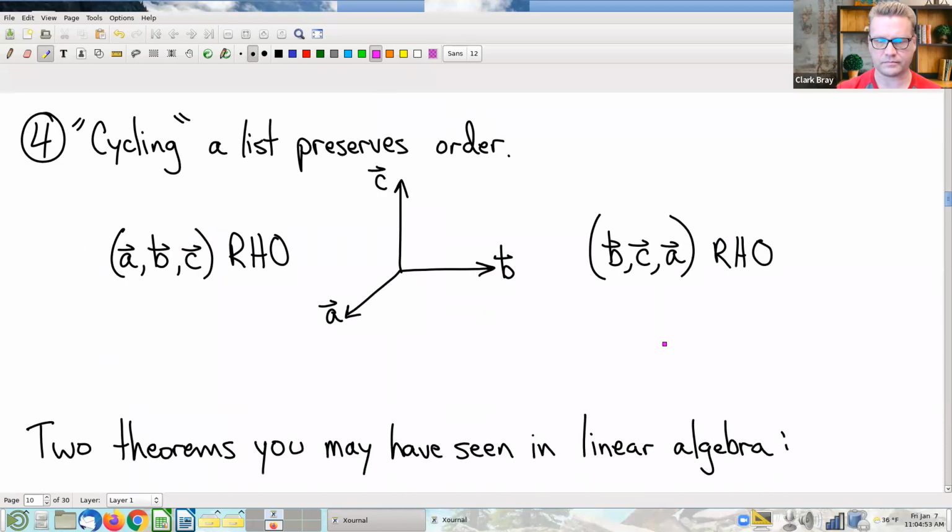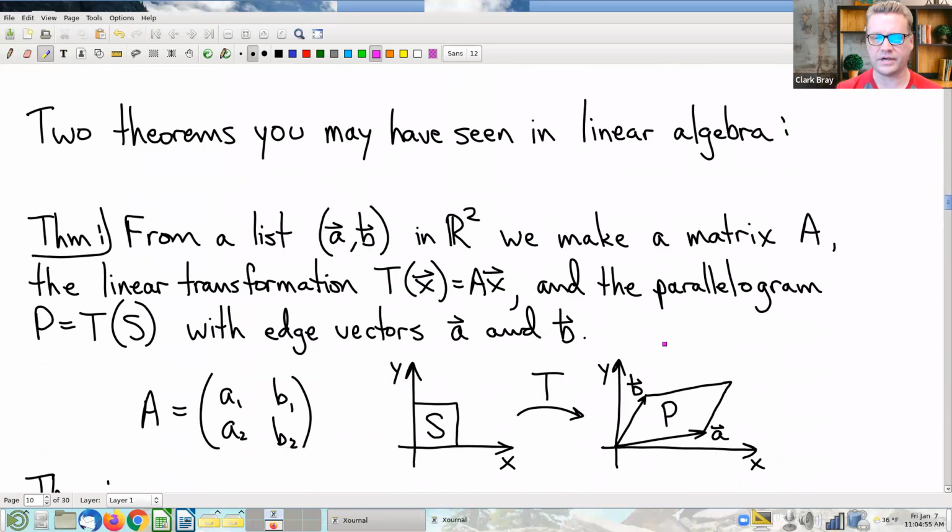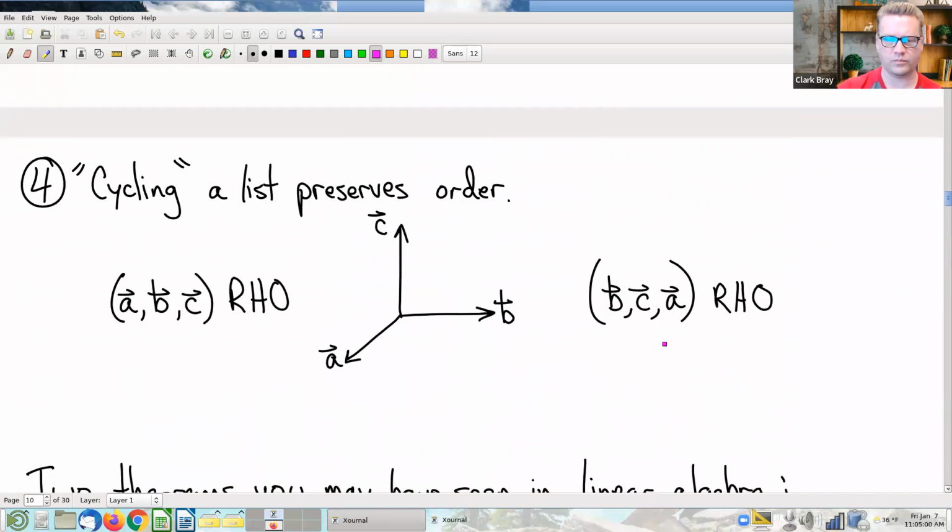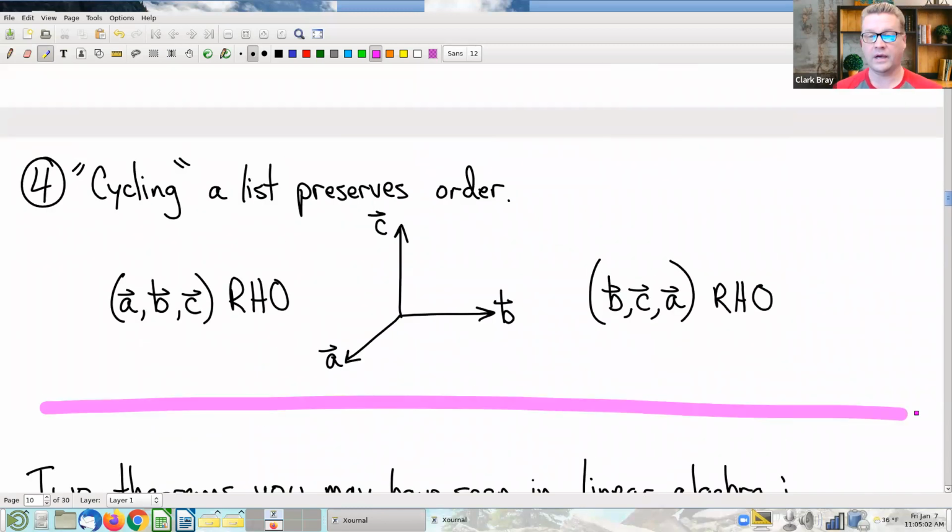Okay, so some theorems that you may... you know what, I know I'm out of time. That's where we'll draw the line then.